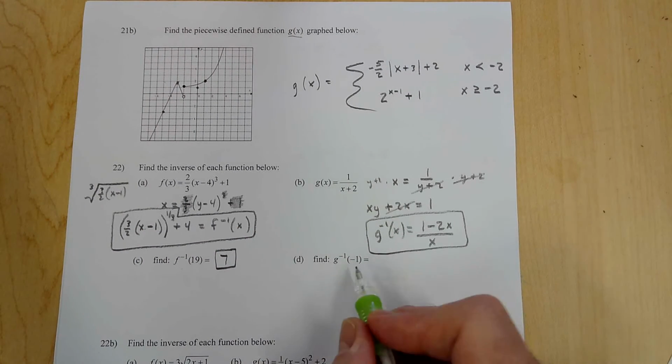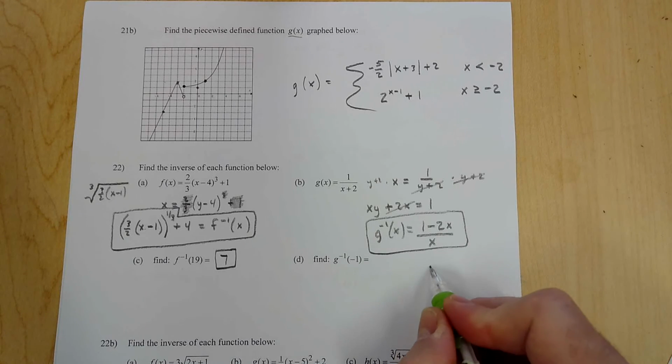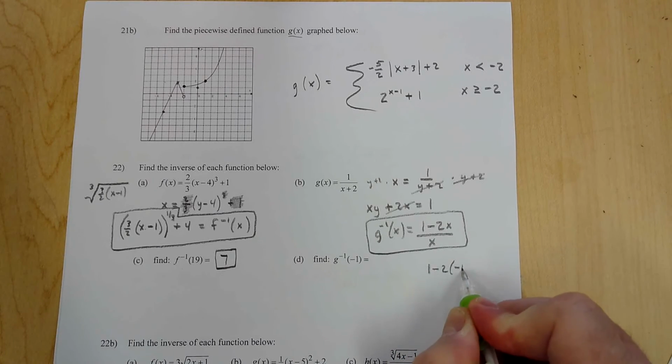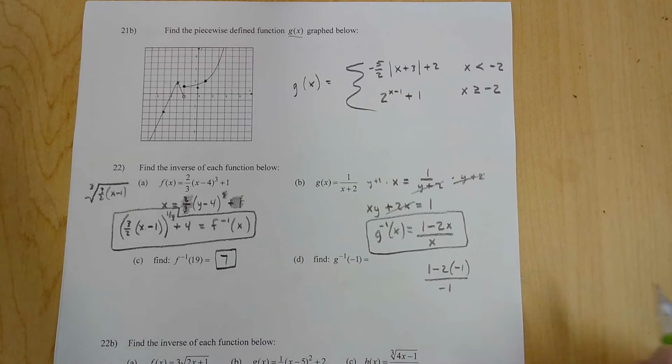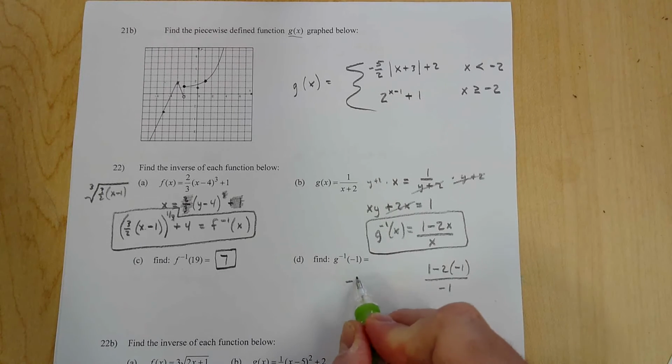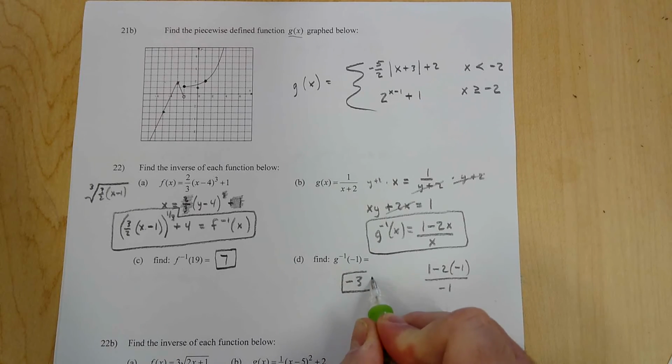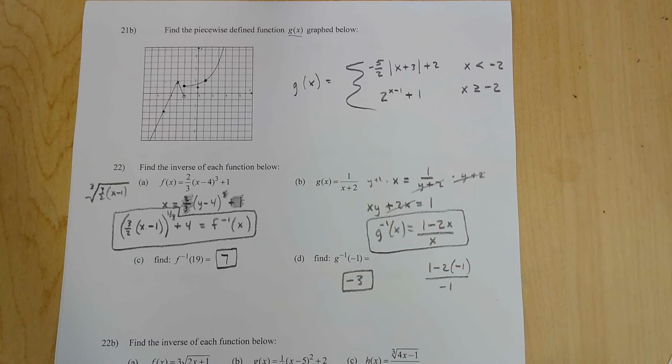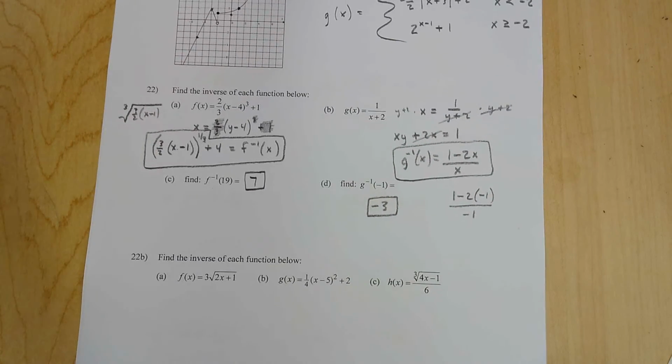And then D is asking you to plug -1 in for these x's. So if I wrote that off to the side here, this isn't bad. That's going to get me +3 on the top divided by -1. Looks like -3 is the answer to that guy. Okay, onward.